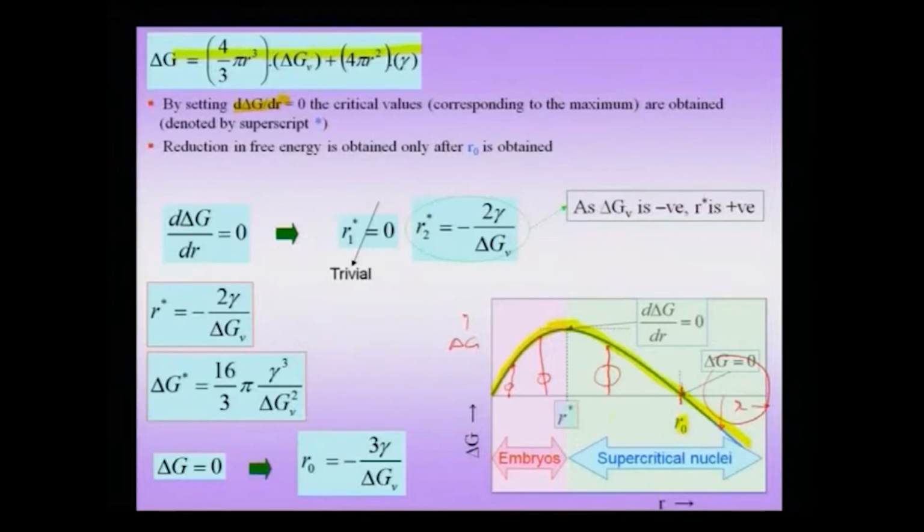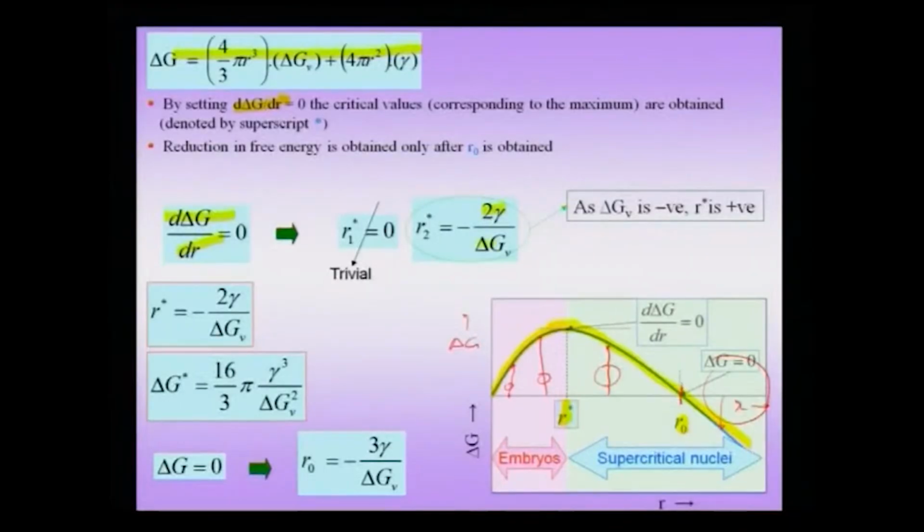Now, by setting d delta g by dr equal to 0, I find that r star, which is the value of r at the maxima, also called the critical nucleus size, turns out to be 2 gamma by delta GV. That means, the larger the interface energy, the larger will be the r star. And what is this r star? R star is the maxima in the curve. What is the physical meaning of this r star?